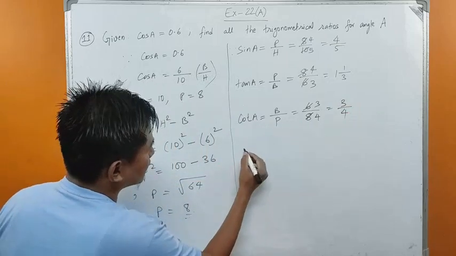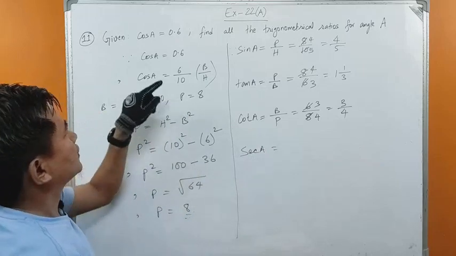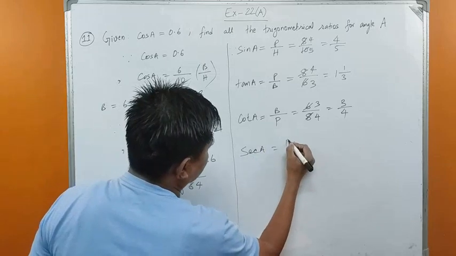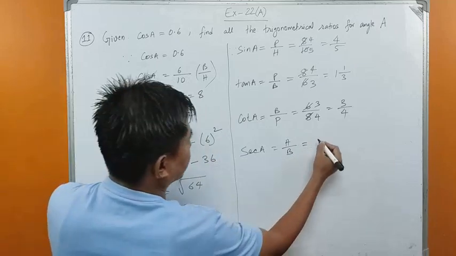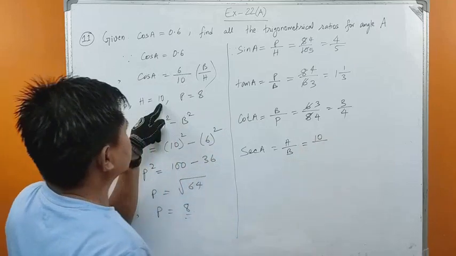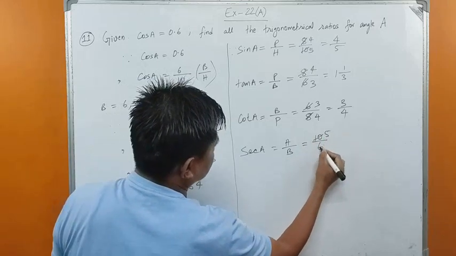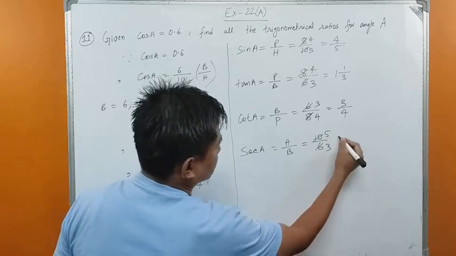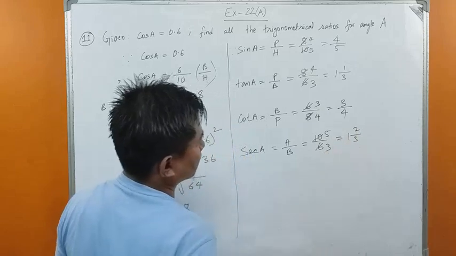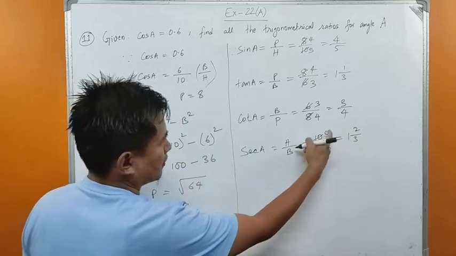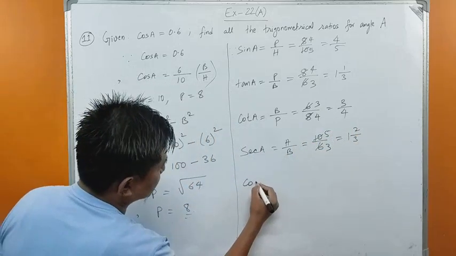Sec A. Sec A is just the opposite of cos A, h upon b. Now what is h? H is hypotenuse. Hypotenuse is 10, isn't it? And what's base? Base is 6. So 2 5s are 10, 2 3s are 6. So 5 upon 3 means 1 whole 2 upon 3. 3 1s are 3 plus 2 is 5. 5 upon 3 is an improper fraction, so we convert it into a mixed fraction. So cosec A.